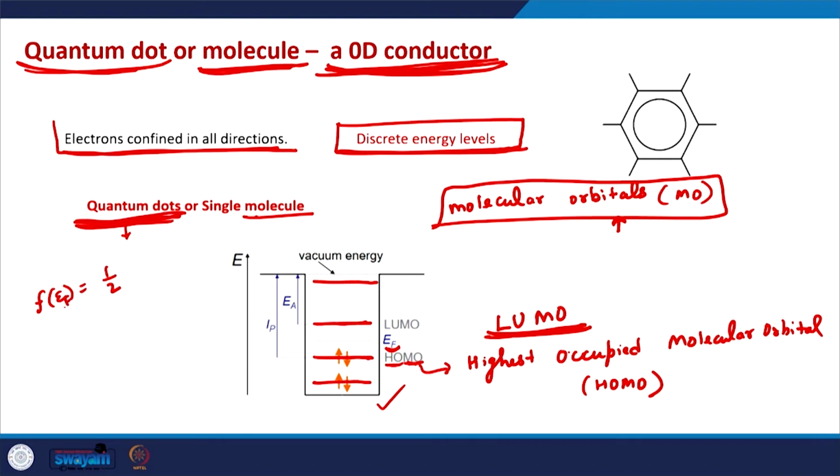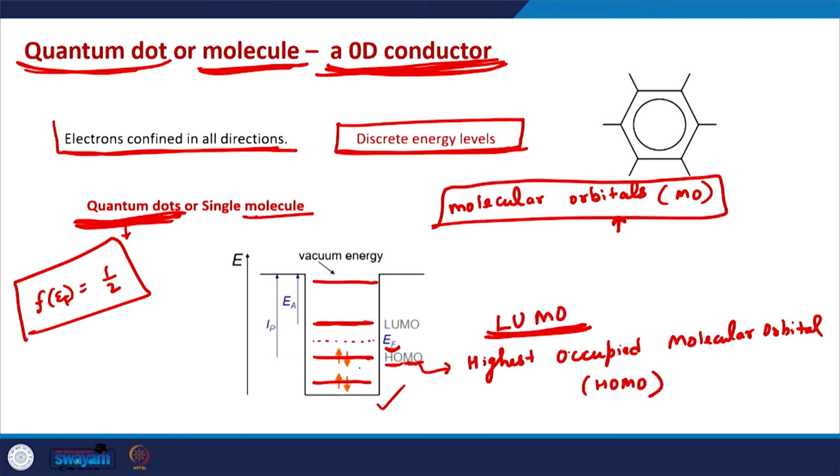So, the Fermi level is the level at which the probability of an electron being found is 1 by 2. So, in this case the probability of an electron being found at HOMO level is 1, because it is completely filled. The probability of electron being found in LUMO is 0. So, the Fermi level will be right in the middle of LUMO and HOMO.